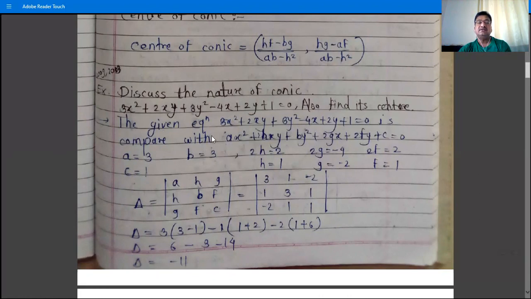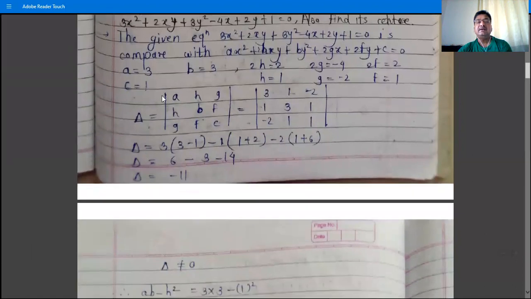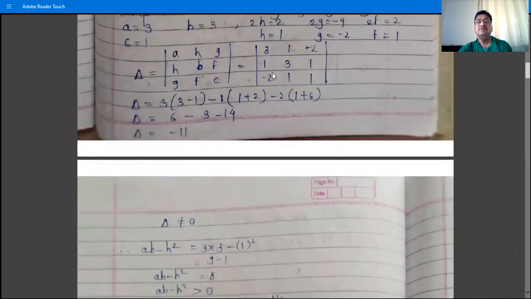So we get a is 3, twice h is 2 means h is 1, then b is 3, and 2g is minus 4 means g is minus 2, 2f is 2 means f is 1, and c is 1. So we have these values of a, b, h, g, f and c. Then determine delta, which is the determinant with rows a h g, h b f, g f c. So write the values and solve this determinant.